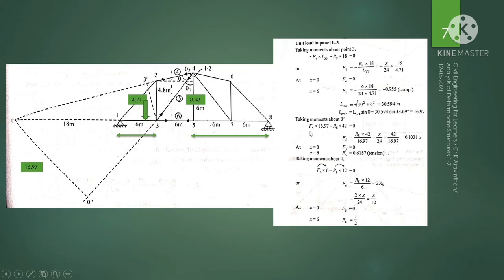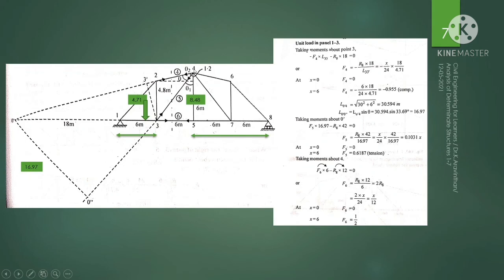In order to find the F5, you can take everything to the right hand side. You will be getting this equation, R8 into 42 divided by 16.97. R8, you know, is x by 24. You will simplify this, and you will be getting 0.1031x. If you substitute 0 here, you will be getting the joint 1 influence line, and if you substitute 6 here, you will be getting the joint 5 force. So both are positive.